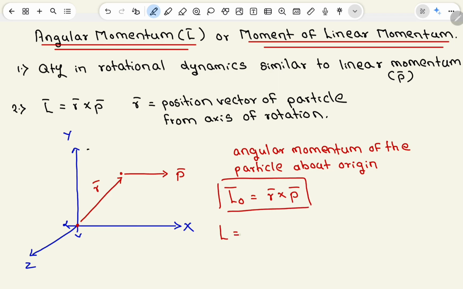Now, if I want to find out the magnitude, it will simply be r p sine theta, where theta is nothing but the angle between r bar and p bar. For that, I just extend this direction of r bar, and this will become then the angle between r bar and p bar, which is nothing but theta. So this was the definition for angular momentum of a particle about a certain fixed point. But what we are going to see today in this lecture is the derivation for the formula for calculating angular momentum of a rigid rotating body.